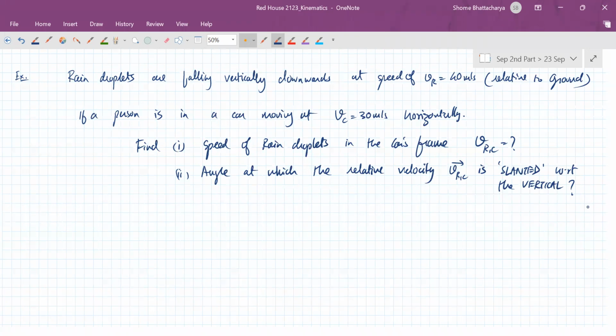So that angle of slant also depends on the speed with which we are moving. Not only does it depend on the speed of the rain, it also depends on the speed at which we are moving. So we have to calculate this relationship between them. Just try this out.